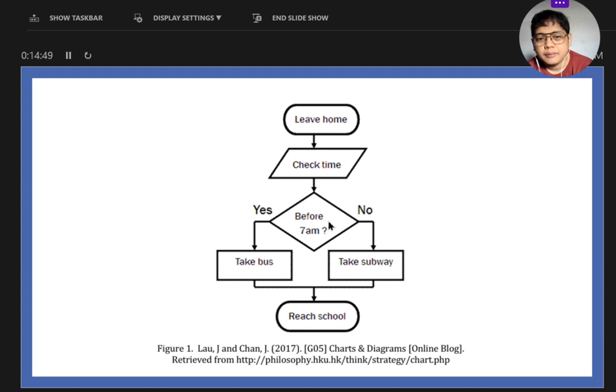However, if the time is past 7 a.m., he needs to take the subway just to arrive at school on time, knowing that past 7 a.m. has a heavy buildup of traffic, so taking a bus will not let him reach the school on time. Now let us discuss these symbols that we have seen in the flowchart to fully understand what a flowchart is.